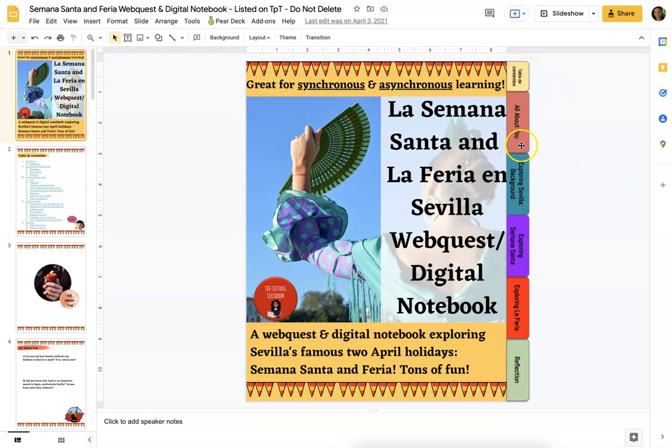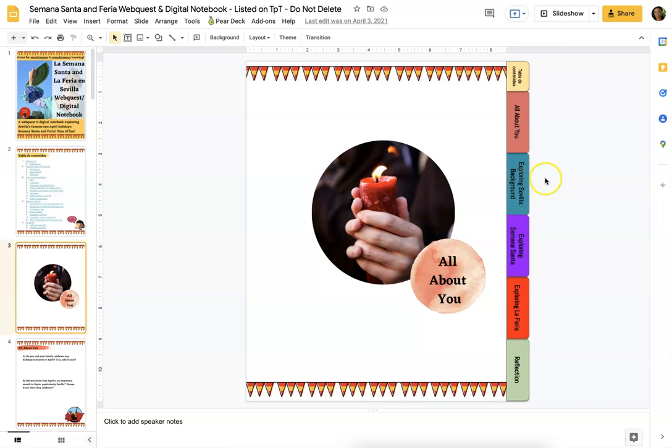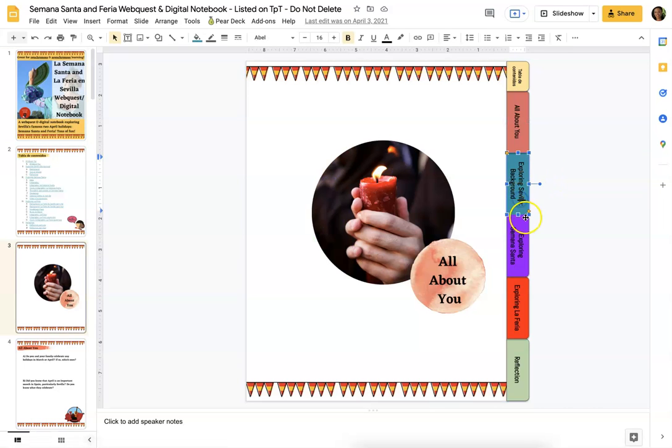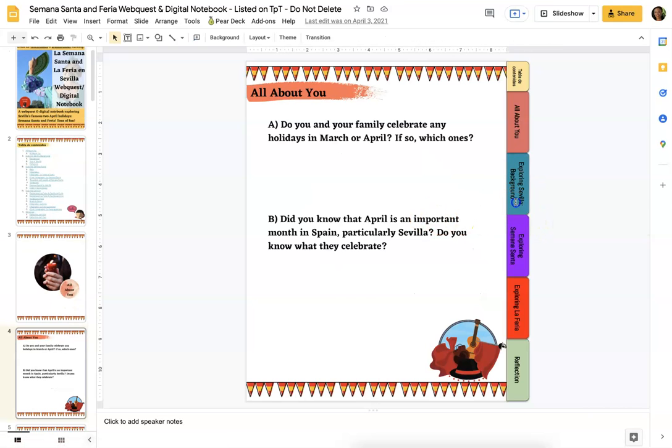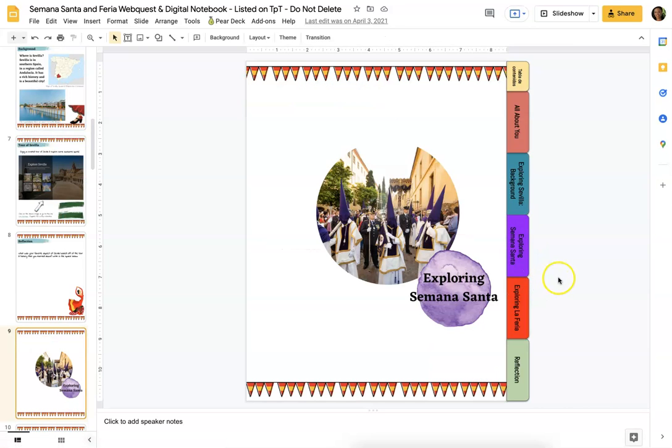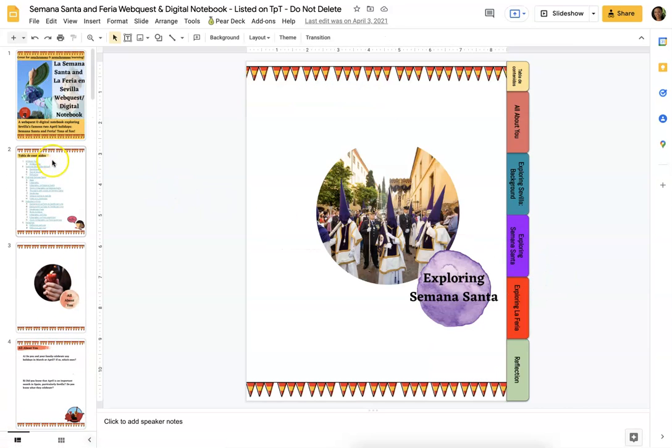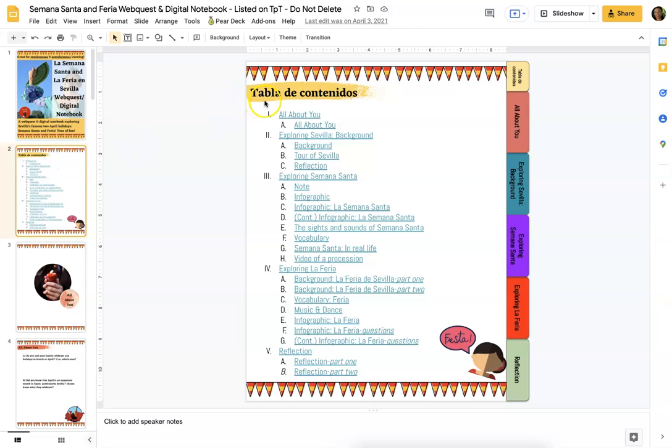All of these tabs are hyperlinked. So if you wanted to jump to the All About You section, you could just go to that. If you wanted to jump to Exploring Sevilla, you would jump to that section and so forth. There's a table of contents and everything is completely hyperlinked and organized. So it's very, very, very organized.